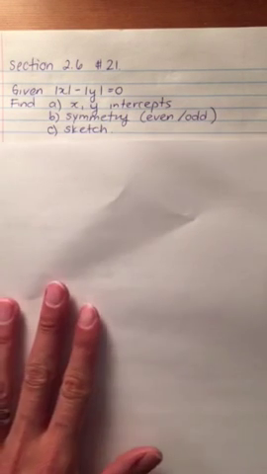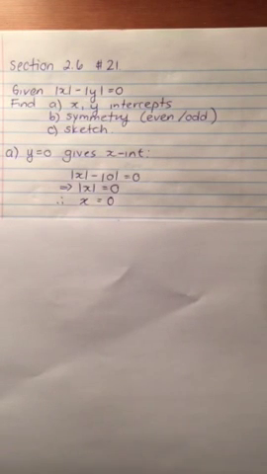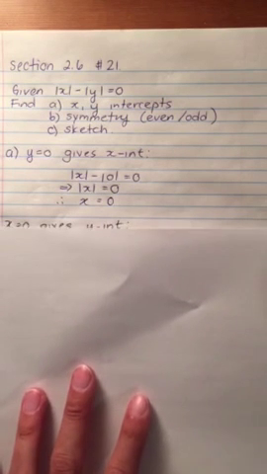So, for part A, the x and the y intercept, we'll keep in mind that when we plug in y equals 0, we get the x-intercept. So plugging in y equals 0 gives us absolute value of x minus the absolute value of 0 equals 0. The minus absolute value of 0 is a fancy way of saying 0, so therefore we get the absolute value of x is equal to 0. And unlike any other number, when you have the absolute value of x is equal to 0, you can just flip the bars because 0 and minus 0 are the same. Spoiler alert. So therefore, x equals 0 is the x-intercept.